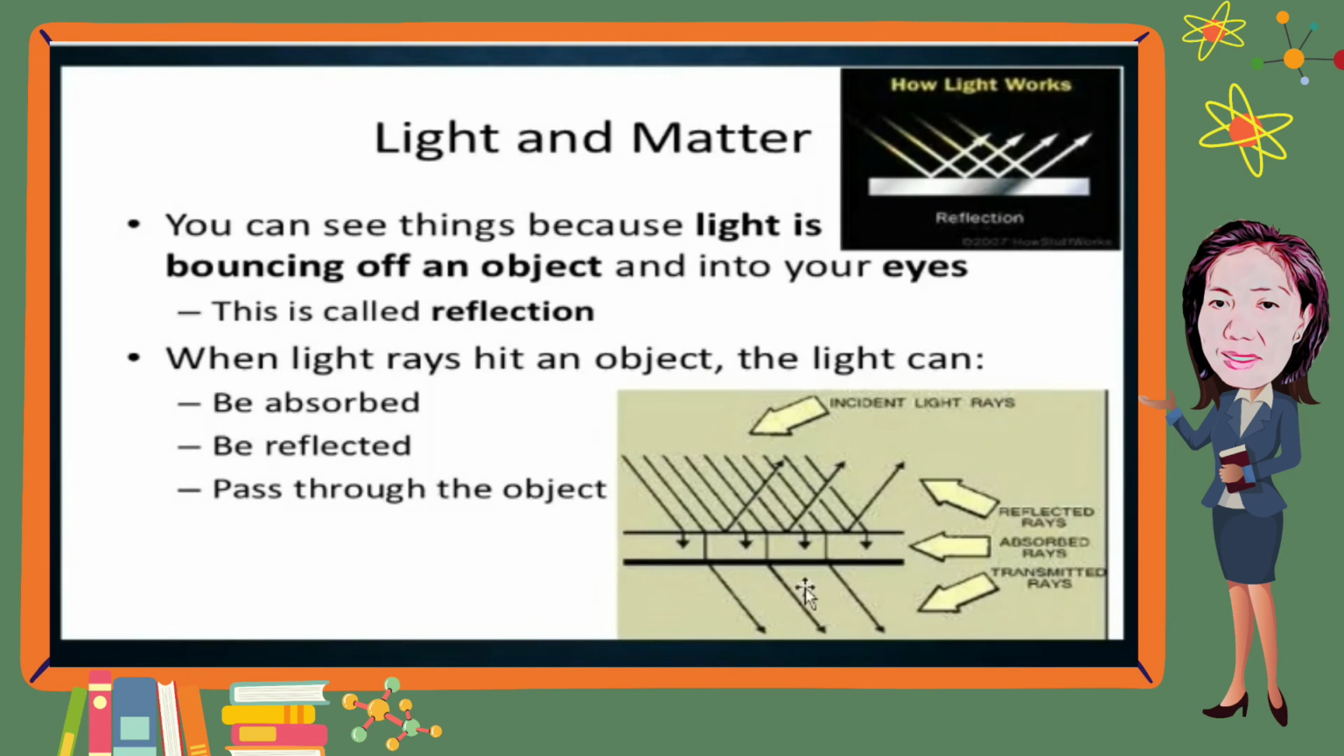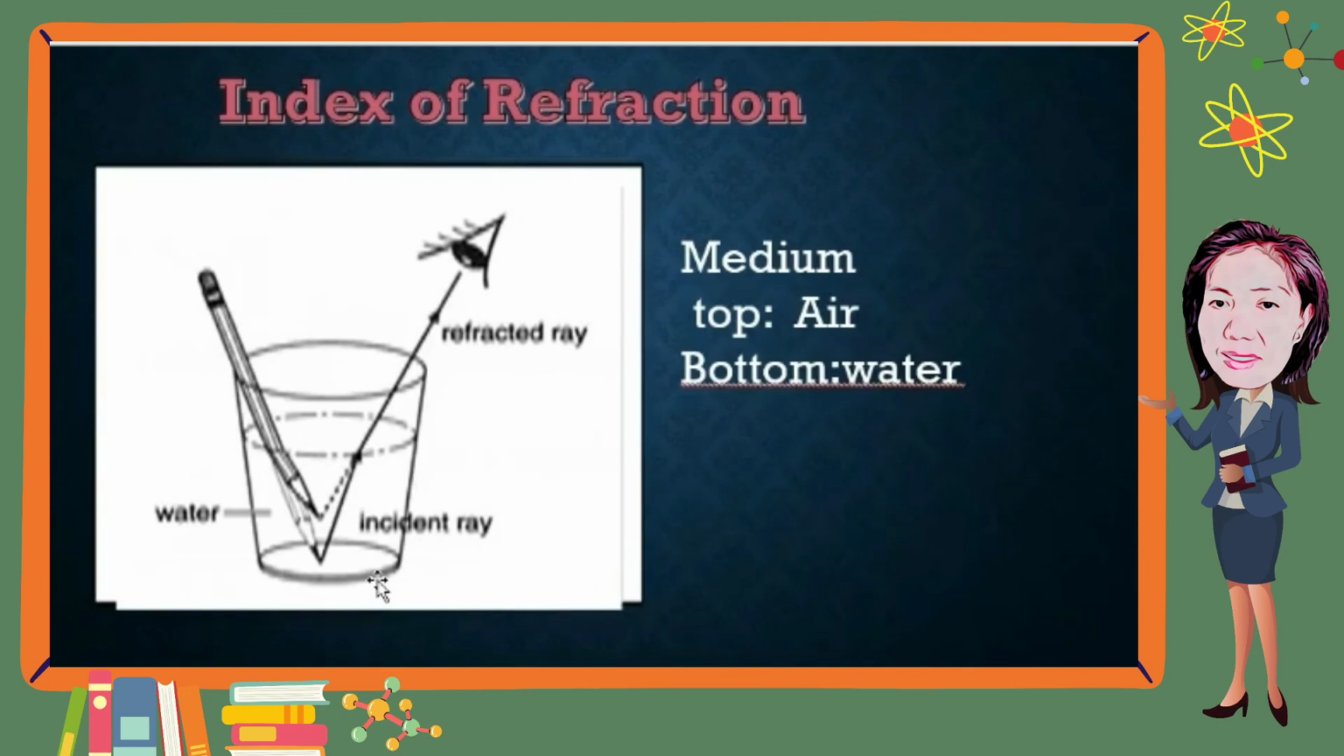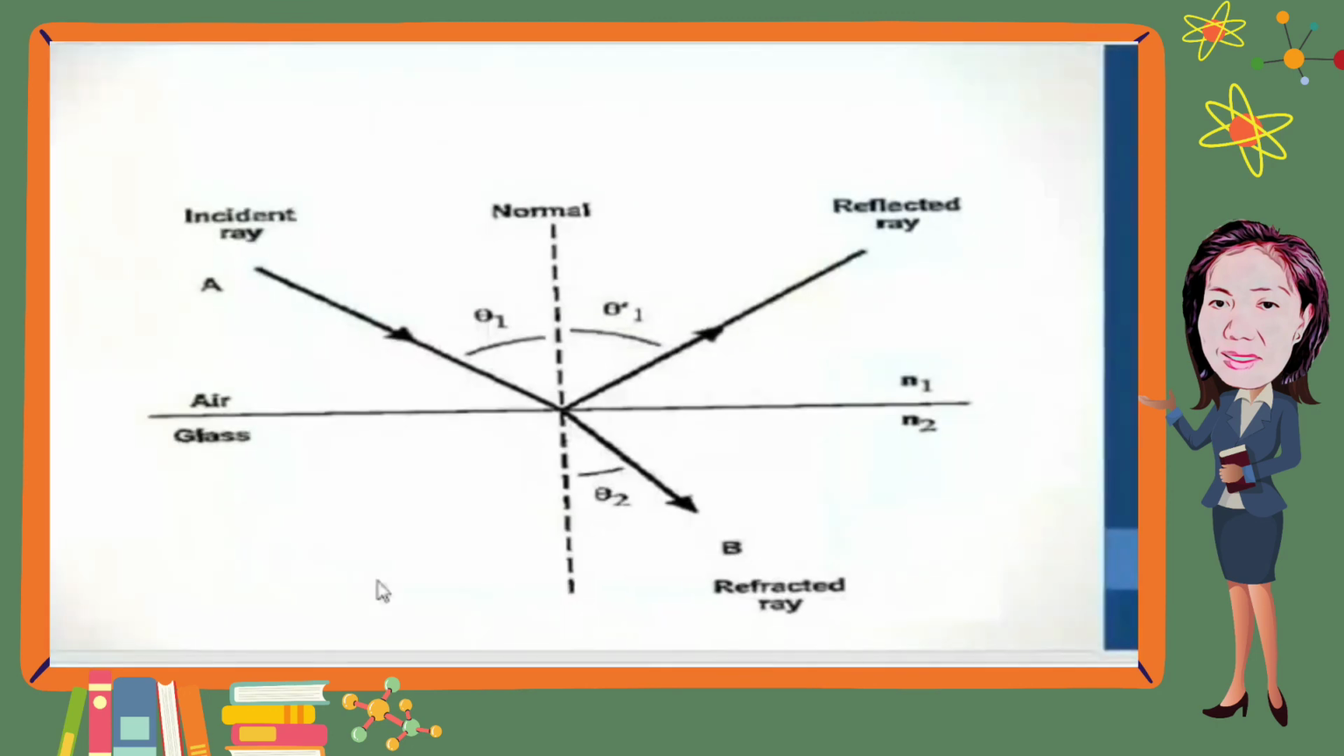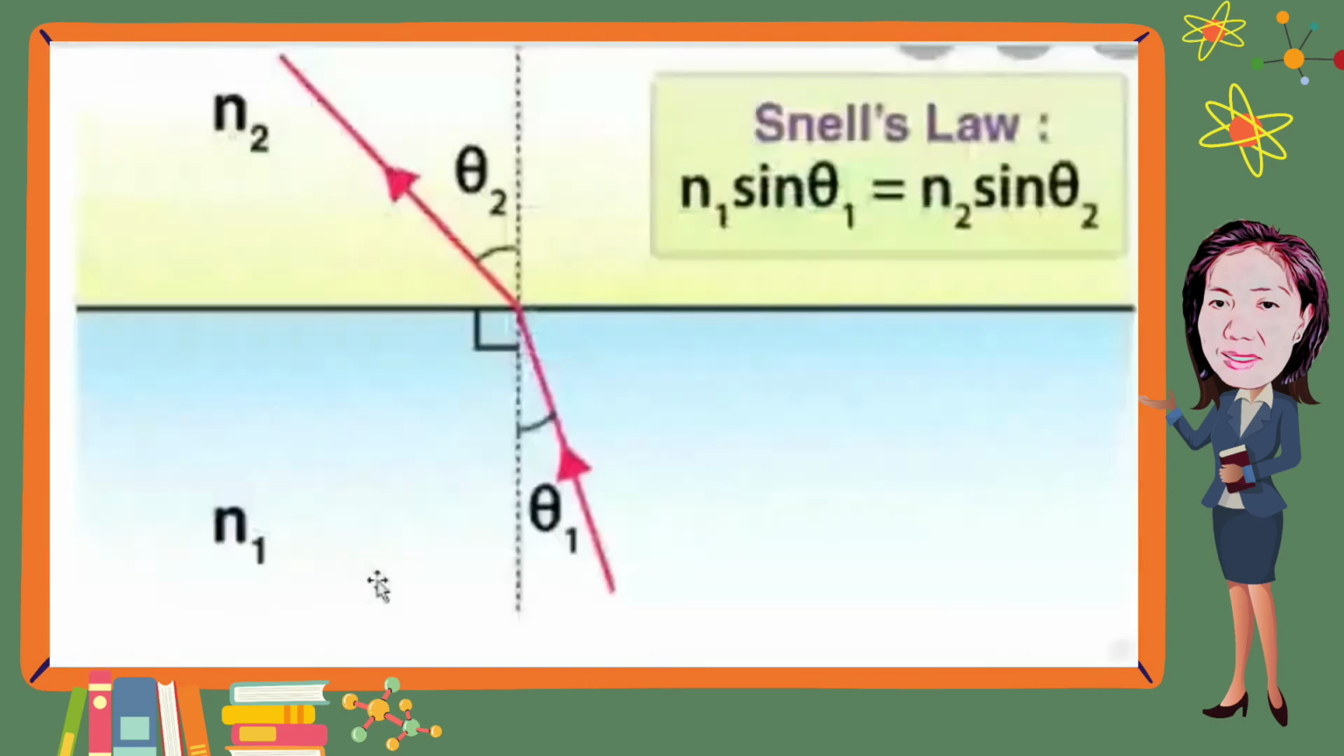So, as I have said, reflected, yung mag-bounce back, absorb, yung magpasok lang sa ilalim ng isang object, transmit, yung mag-pass through. But it will have a refraction. So, mag-refract siya once mag-transmit.